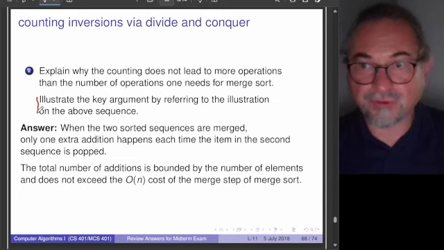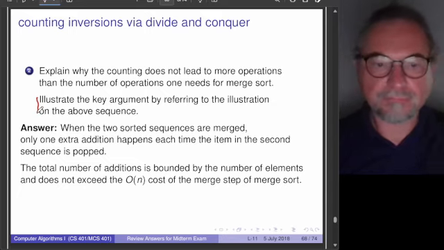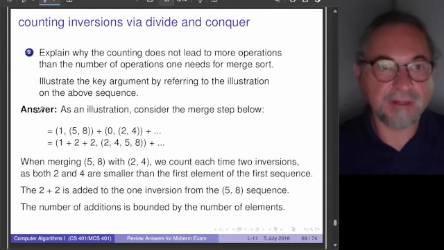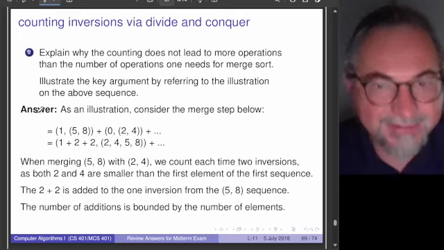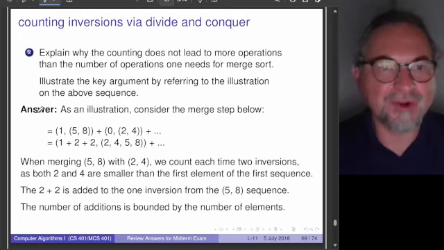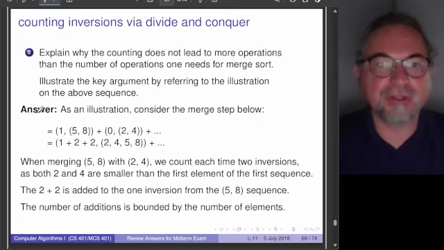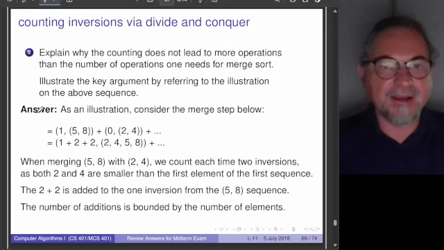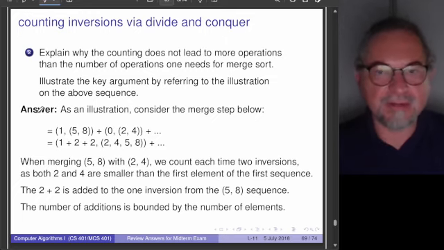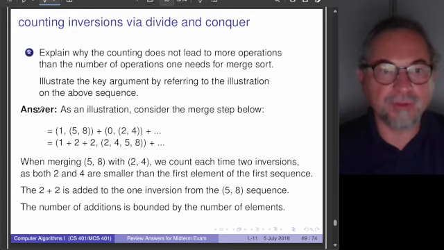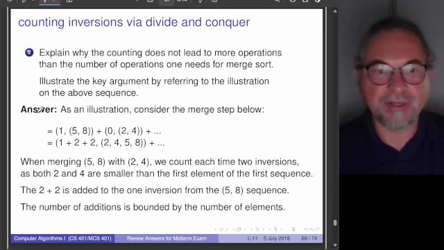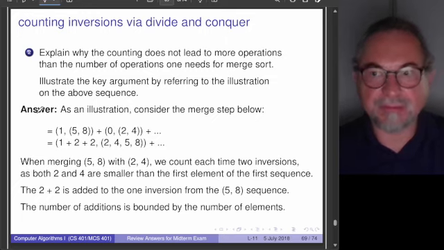Similarly, how I solved the first question in the previous pre-recording, by deriving. Last question, or actually, I was too quick. So here is the illustration. I did it already in words, but here it is now explicitly spelled out. Why you get to the 2 plus 2 and why we see that the number of additions is bounded by the number of elements.